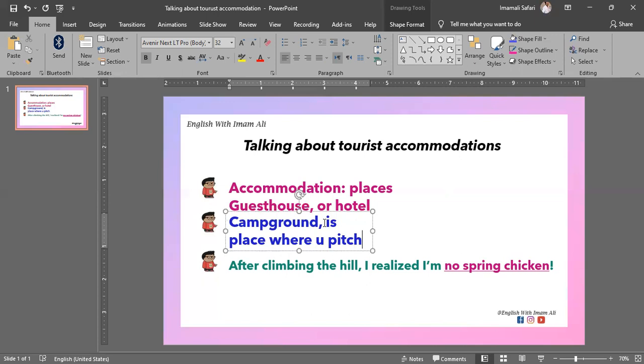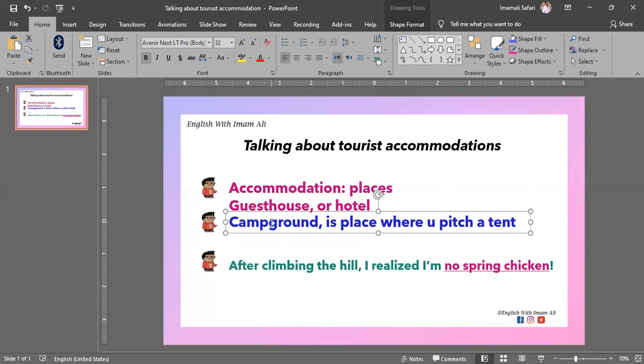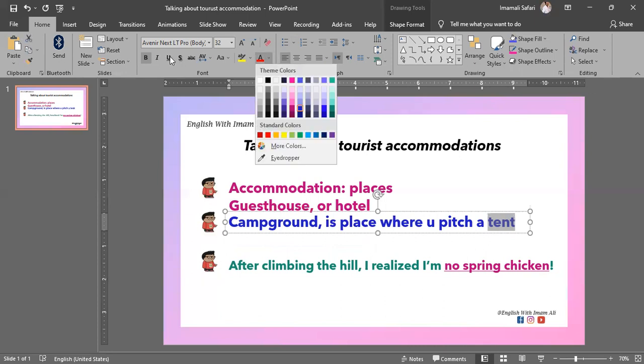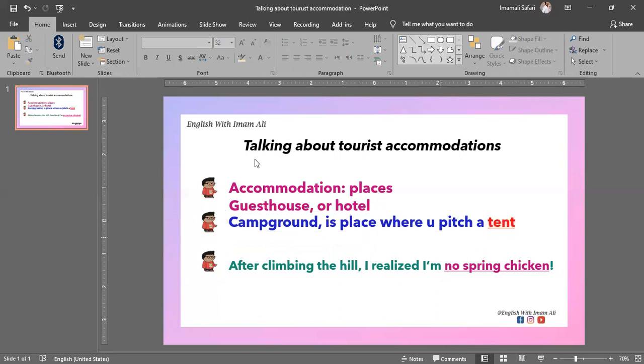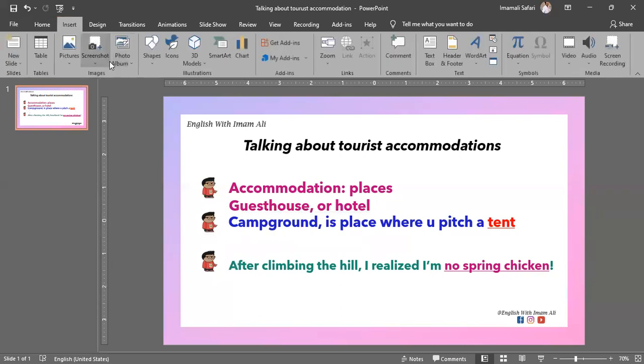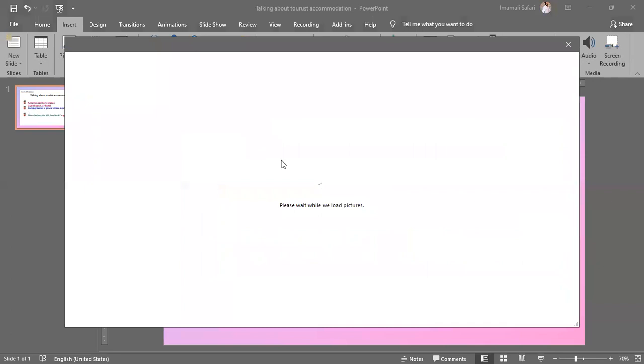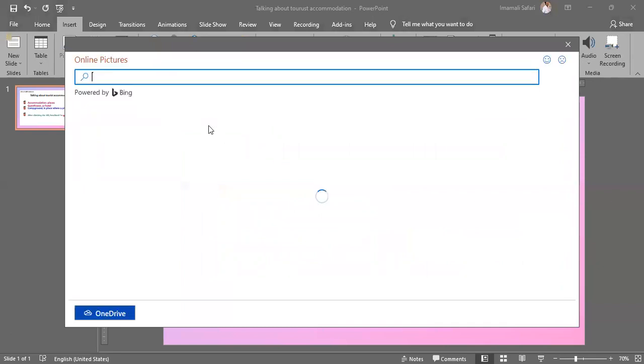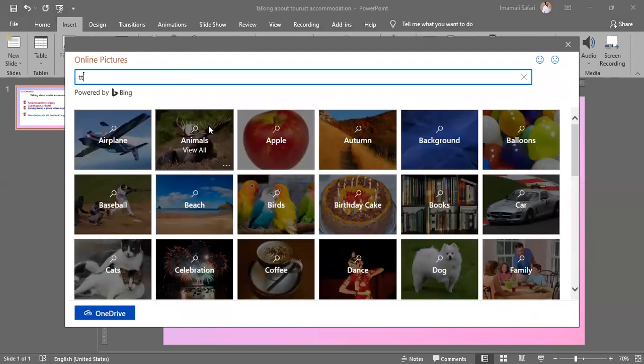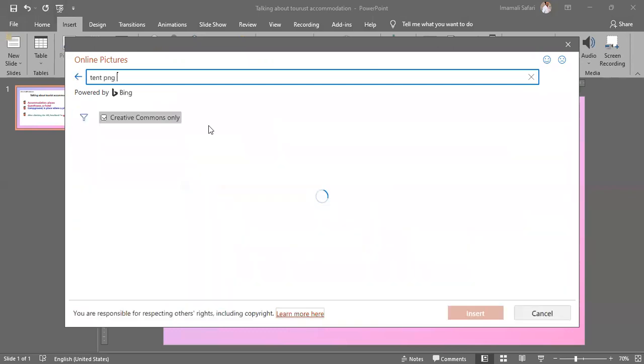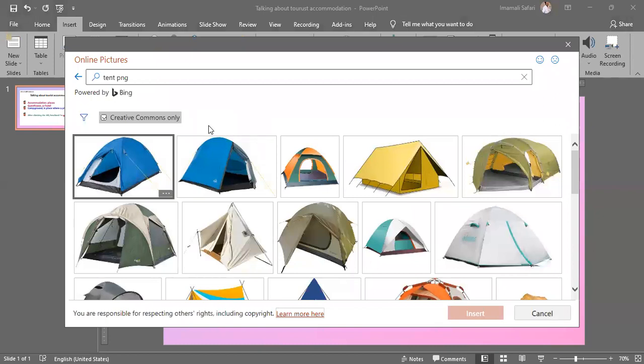Where you can pitch a tent. Now, what is a tent? Listen, a campground is a place where you can pitch a tent. Now, the word tent, let's underline it, because we're going to focus on this word. I will find a tent from here and show you what a tent is. A tent means a little camp. Now, do you see what a tent is?